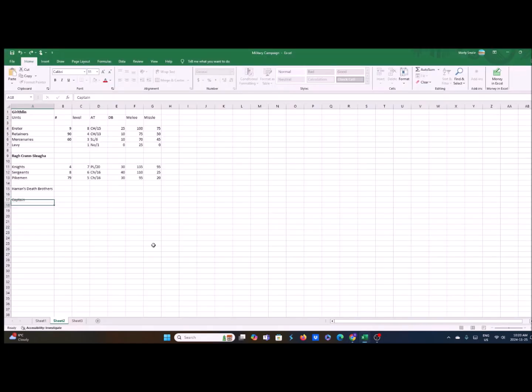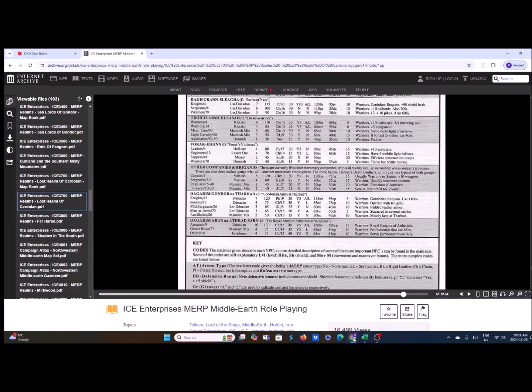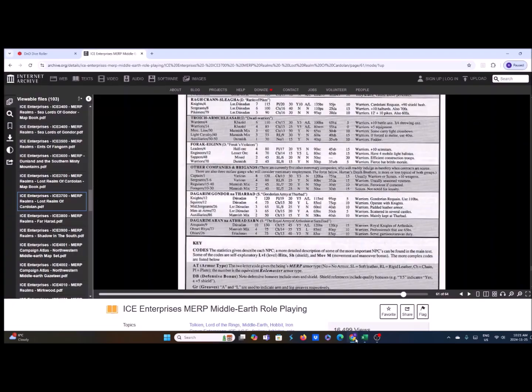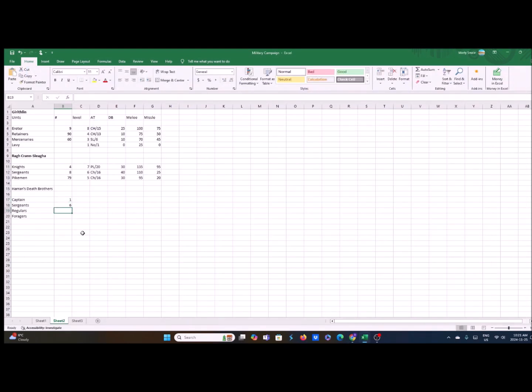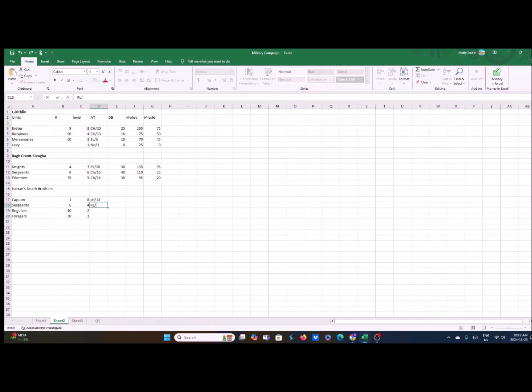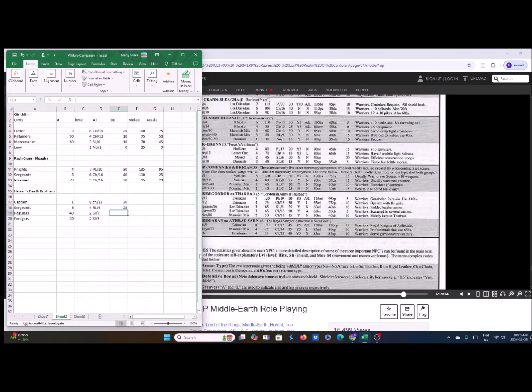There will be captain, sergeants, regulars, and foragers. So 1, 6, 40, 30. I really don't need to put all these for the captains and the sergeants. They're just going to become part of the regular portion, but just in case something comes up. I don't worry about if they have shields or greaves or anything like that.